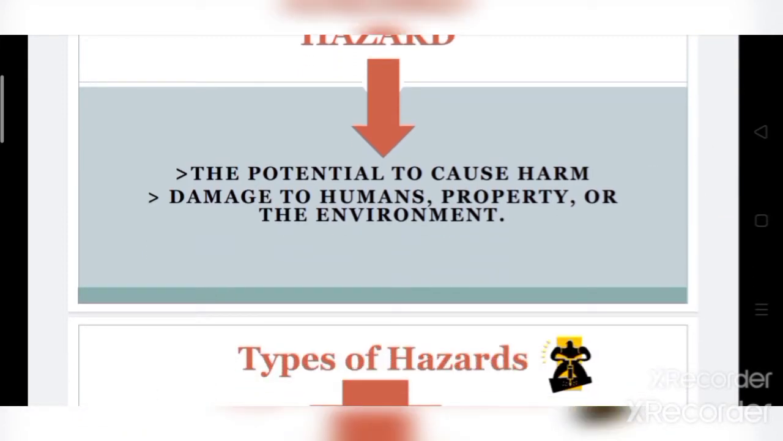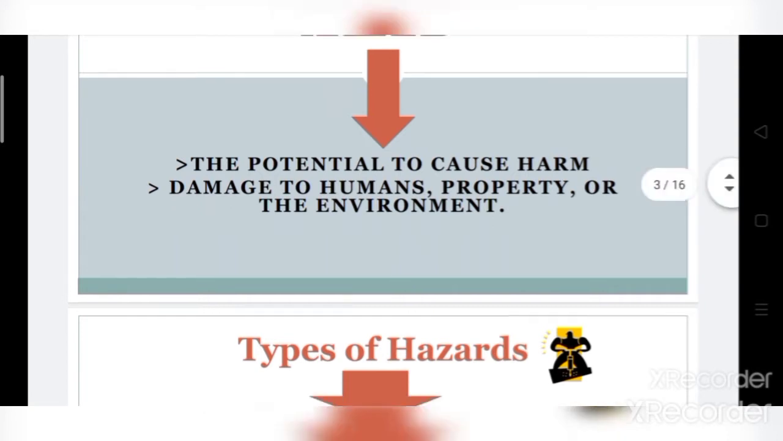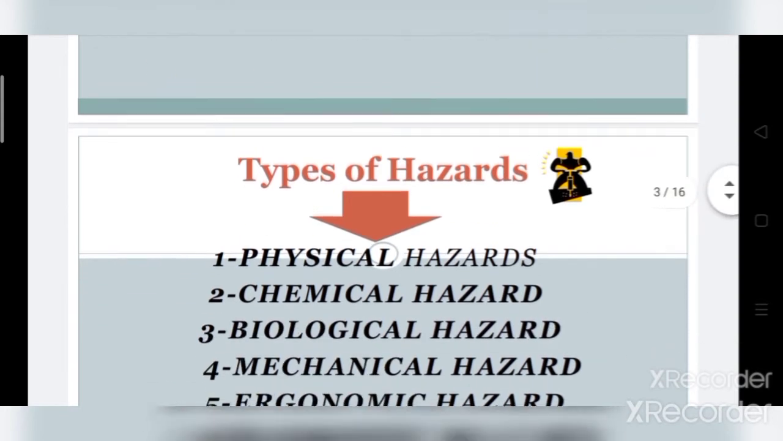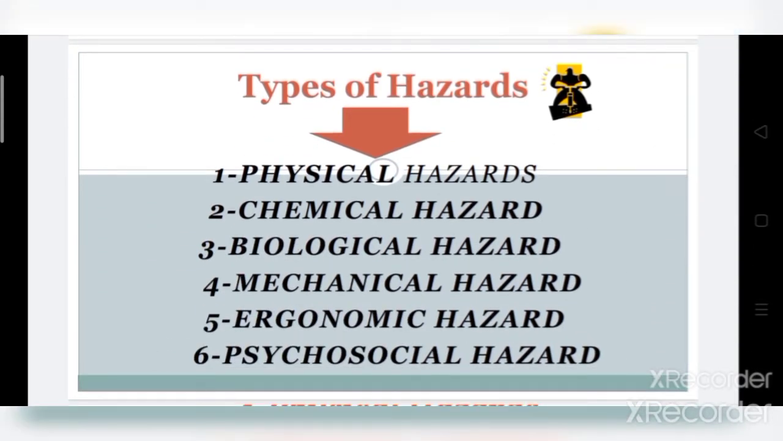Then we'll go to types of hazard. What types of hazards are present in our construction or industries? I am showing here 6 types of hazard, but there are 5 types of hazards that exist. I will describe clearly what types of hazard there are and how these hazards are risks for us. First I am taking physical hazard.